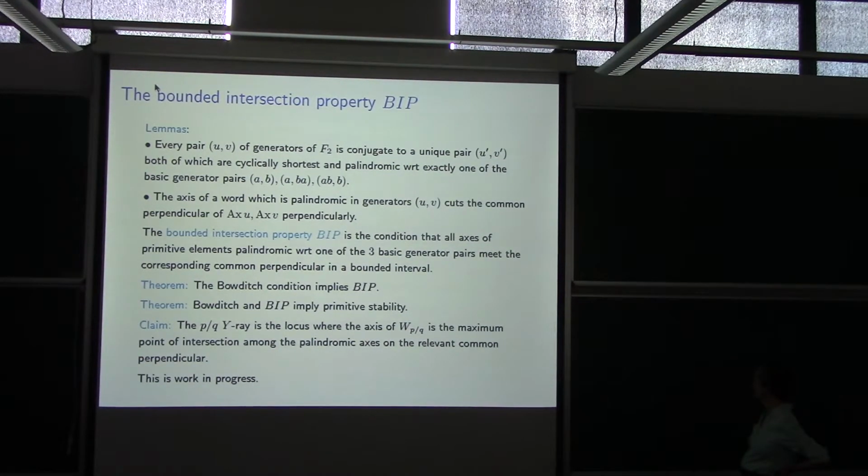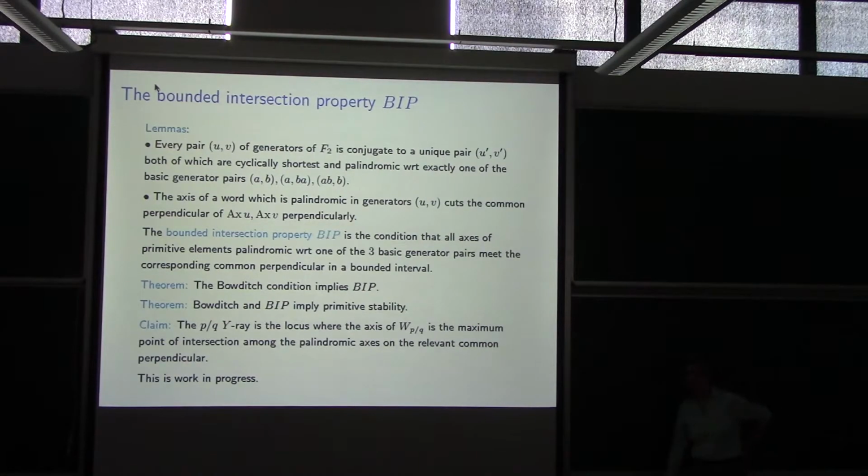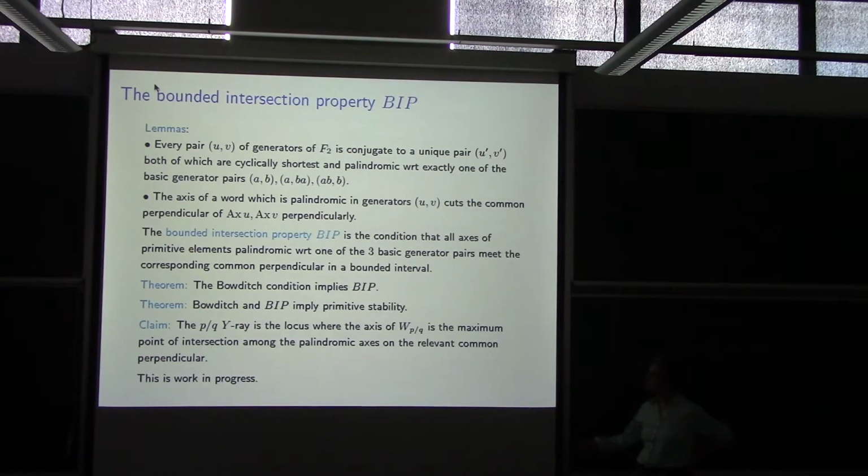So, okay, I am working with this condition, which would work in any Schottky group. I mean, any representation of F2. But in the particular case of the diagonal slice, there's a great deal of symmetry. So if P over Q has a certain relation to this condition, then so does Q over P, and P minus Q over Q, and so on.